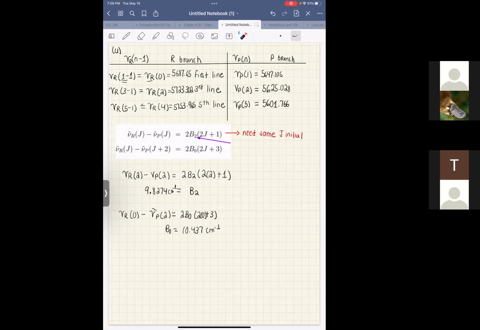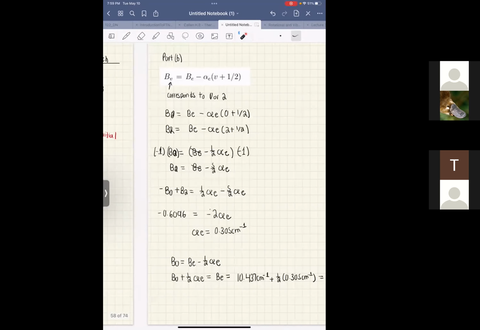And the next part is asking you to solve for B of 0. So we need a J that's two higher than this one. So then we have V of R, which is V of R of 0, and then we need something that's two higher for that V of P. So then we have V of P of 2, which we have here. And then we found that B of 0 is equal to this from solving it. And the J value we use is 0 because of this here. It's dependent on the J value of V of R. Okay.